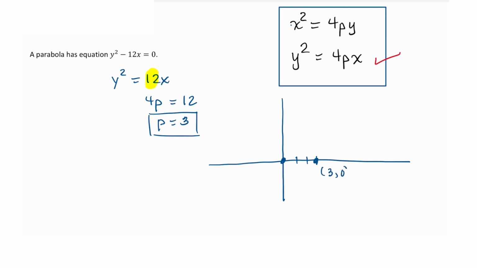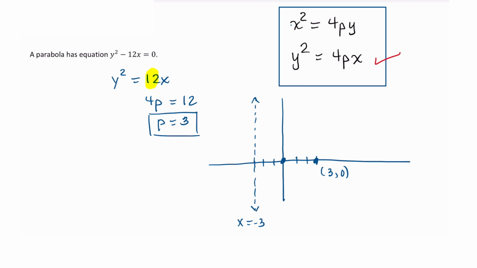And remember, the focus tells us which way the parabola opens, so we know for sure that it's opening to the right. And the directrix is 3 units the other way, so we have our directrix over here, 3 units. Actually, I drew it a little bit too far, so I'm going to bring it back a little bit. Okay, so there's our equation, x equals -3.